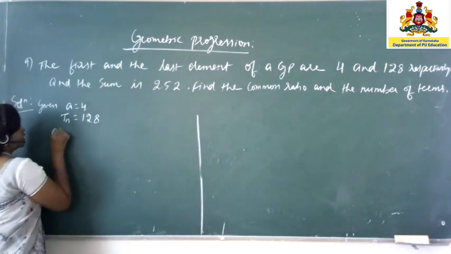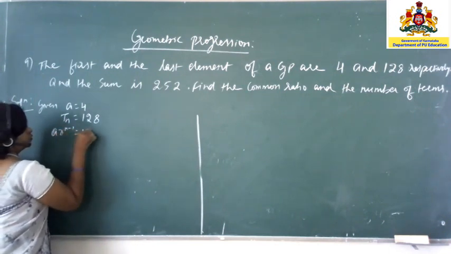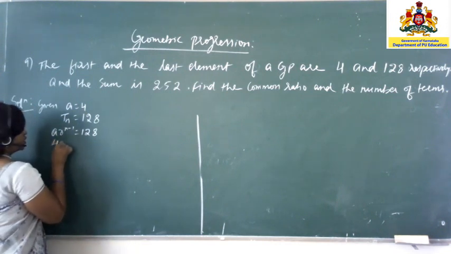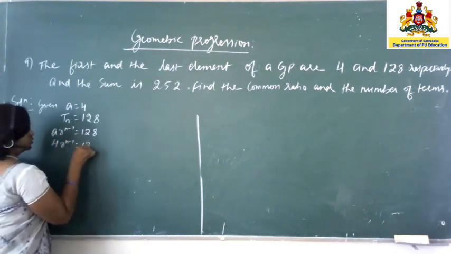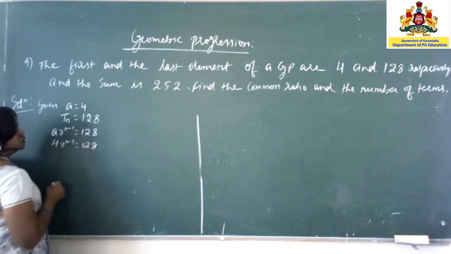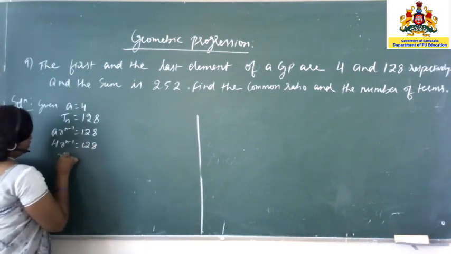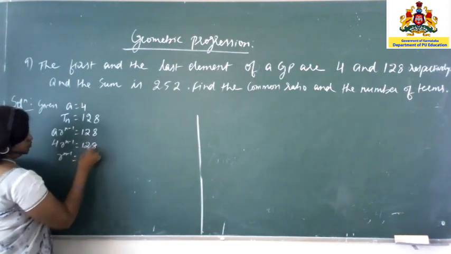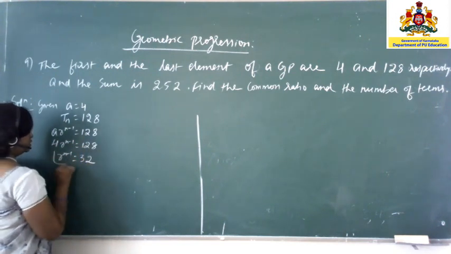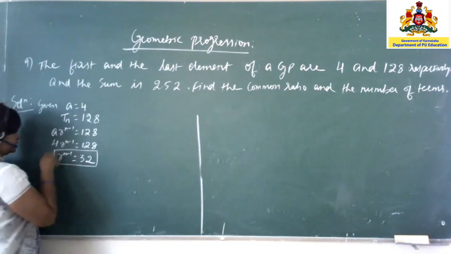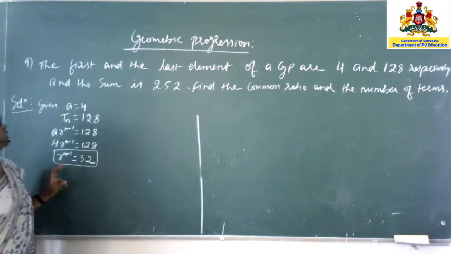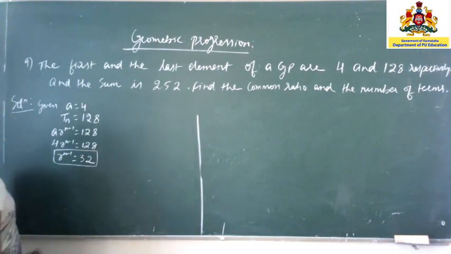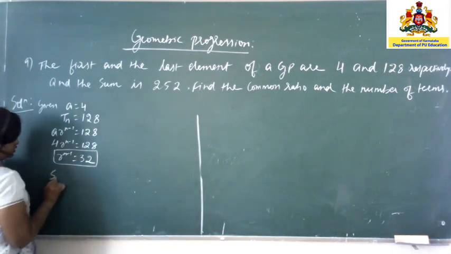Tn is A r to the power of n minus 1 is equal to 128. A is given 4. So therefore 4 r to the power of n minus 1 is equal to 128. So this will be r to the power of n minus 1 is equal to 32. And the sum is 252, so Sn is given also.